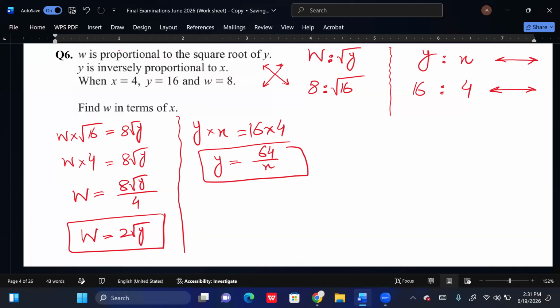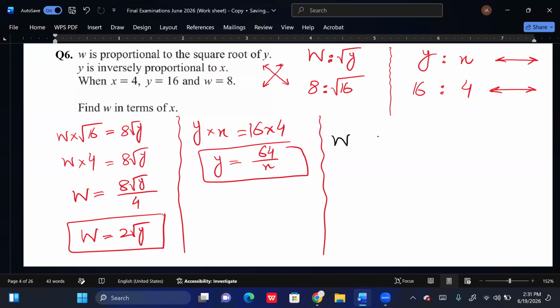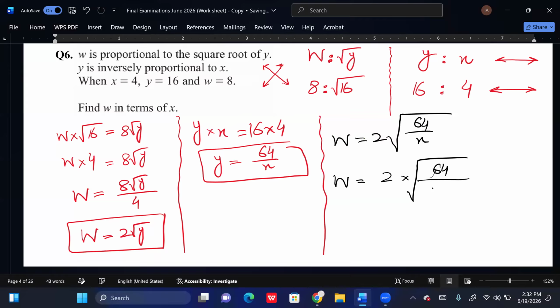Now, we need w in terms of x. We don't want y. So what we do now is replace the y in the first equation. So w equals 2 square root, I write 64 over x. This is the square root of 64 over x.